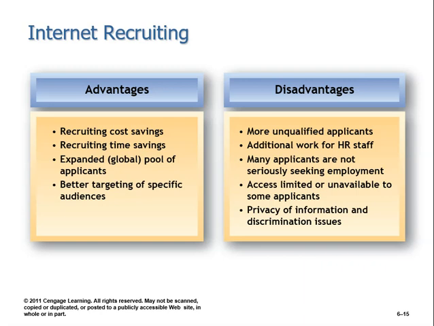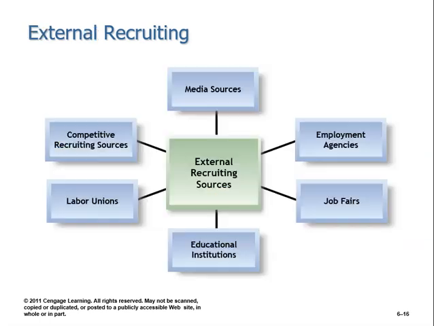Access is limited or unavailable to some applicants. Some people may be really great, but they may not have internet access. And privacy and discrimination issues are magnified because of the online platform. For example, it makes it easy to discriminate against a person because of their name. There are certain names where we can hear them and say, yeah, that's probably a Black person, or yes, that's probably a Hispanic person. So it's easy to discriminate against them, even though you don't see them, because we're looking at their name or their background or where they went to school, things like that.